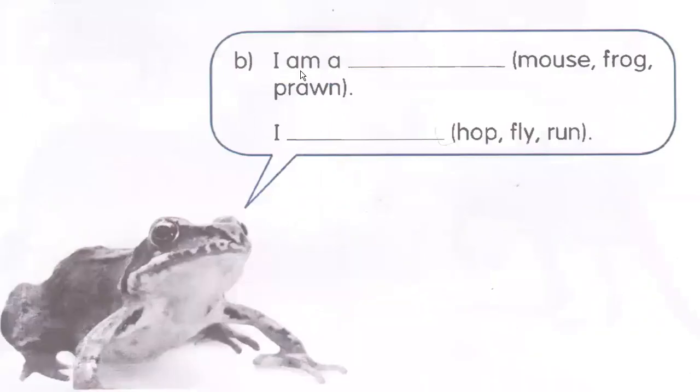Next, I am a mouse, frog, prawn. I am a frog. F-R-O-G, frog. I hop, fly, run. I hop. H-O-P, I hop.